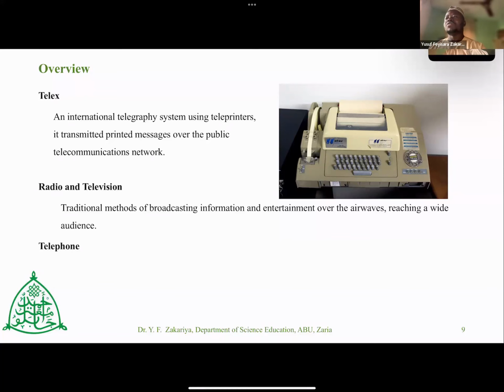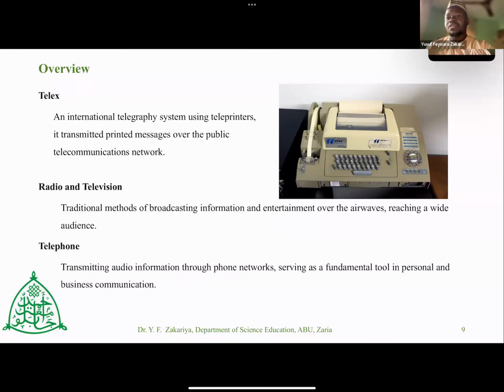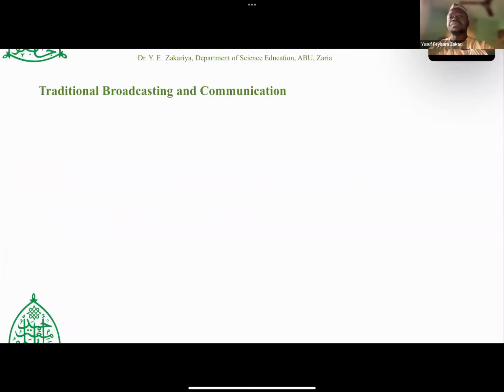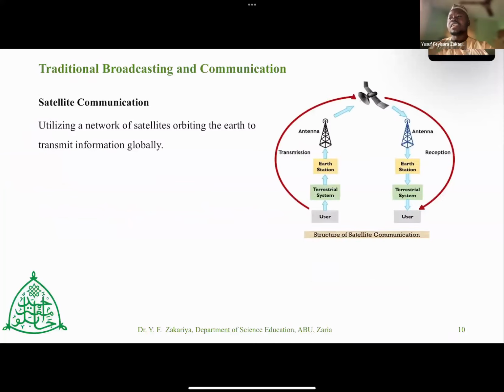Now smart screens, flat screens, LCD screens have replaced some of the olden days televisions, all right? So instead of you carrying that big box, which they called color TV in those days, we now have flat screens, LCD screens that do the job better than before. Then we have the telephone, which is for transmitting audio information through phone networks, serving as a fundamental tool in personal and business communication.